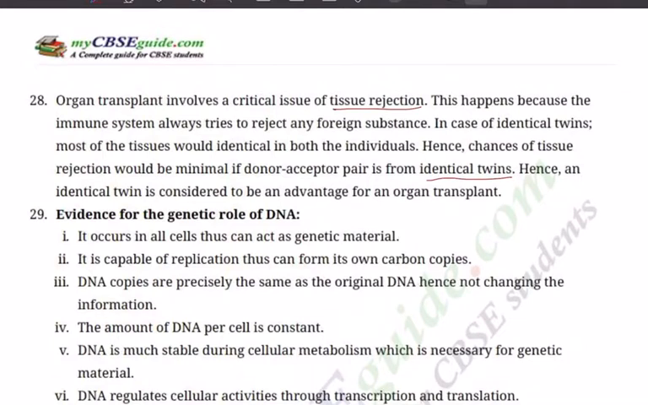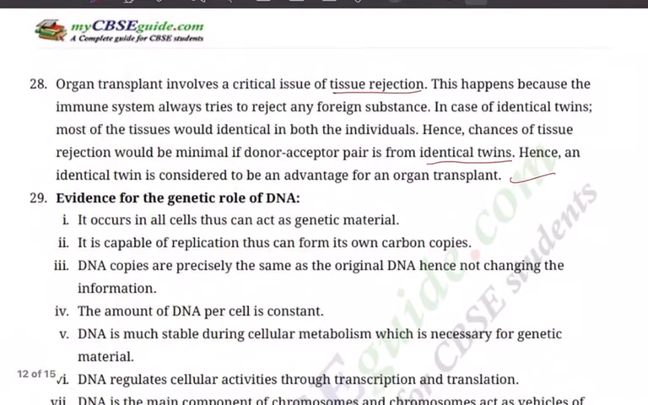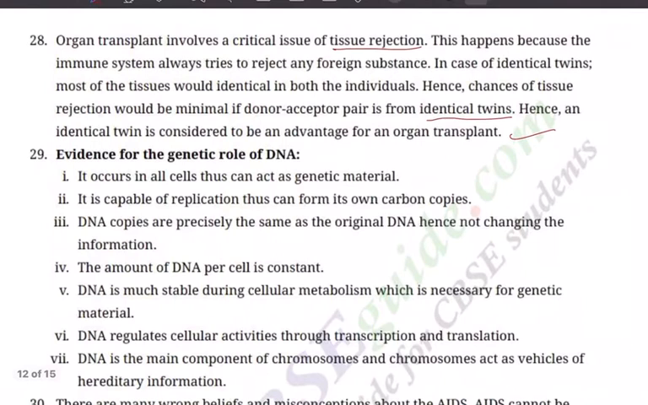Hence, chances of tissue rejection would be minimal if the donor and acceptor pair is from identical twins, because the genome is the same, blood group also. Hence, an identical twin is considered to be an advantage for organ transplantation.